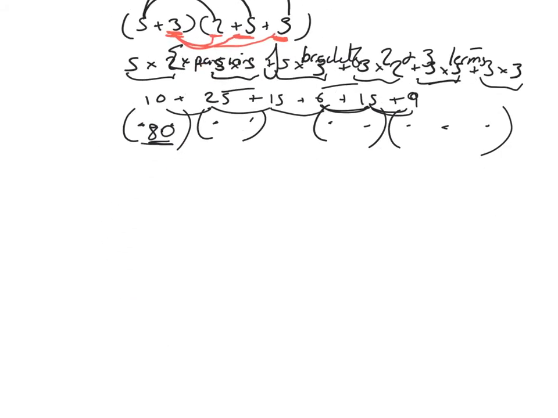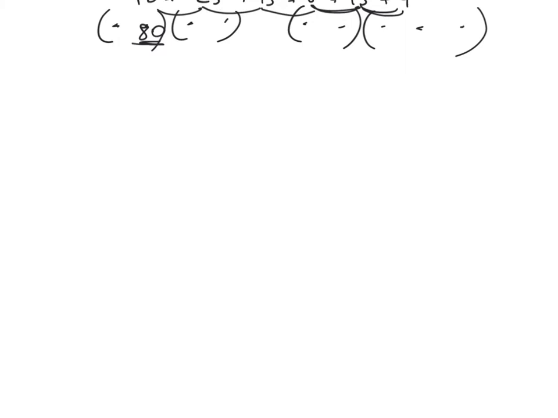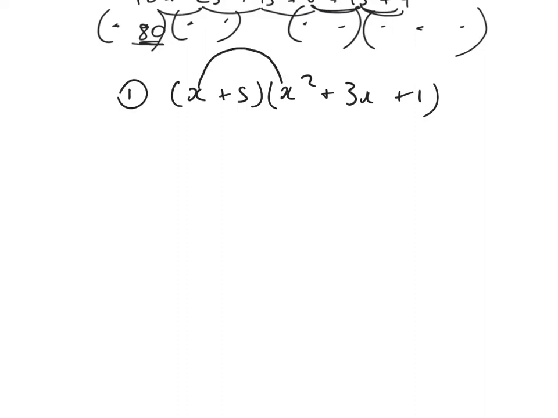Now we're going to apply that with some numbers and letters. Let's take down example 1, which is going to be (x + 5)(x squared + 3x + 1). Okay, so we're going to do the first term in the first bracket multiplied by the first term in the second bracket. So that's x times x squared, that's x cubed. And then it's x times 3x, and that is 3x squared. And then it's x times 1, which is 1x.